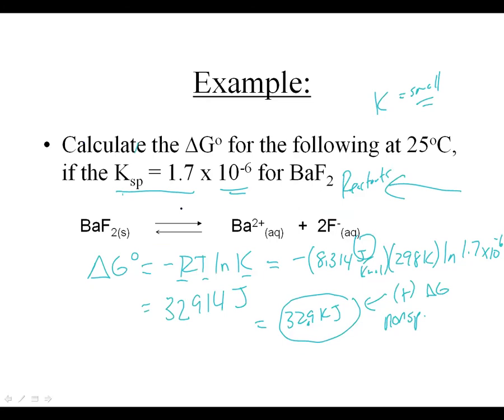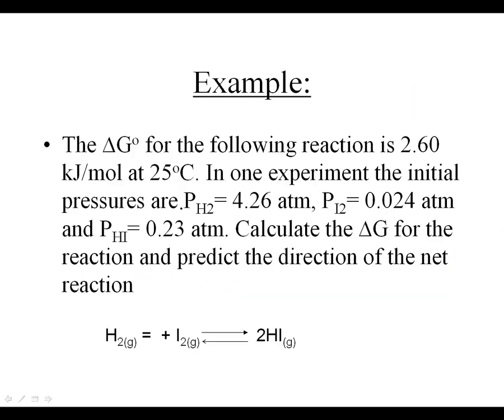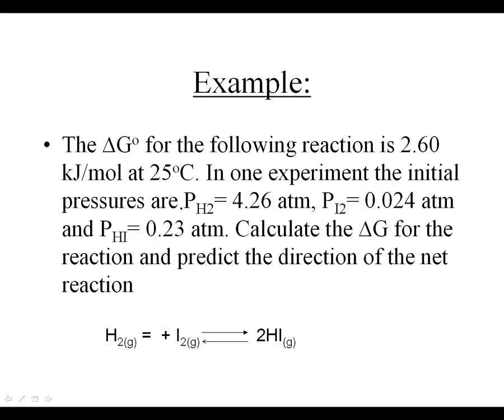All right, one last example here. The delta G naught for the reaction is 2.6. We have an experiment where we have partial pressures of H2, I2, and HI. We want to calculate the delta G for this reaction and predict which way it will go. Will it go to the reactants? Will it go to the products? See what you come up with here.